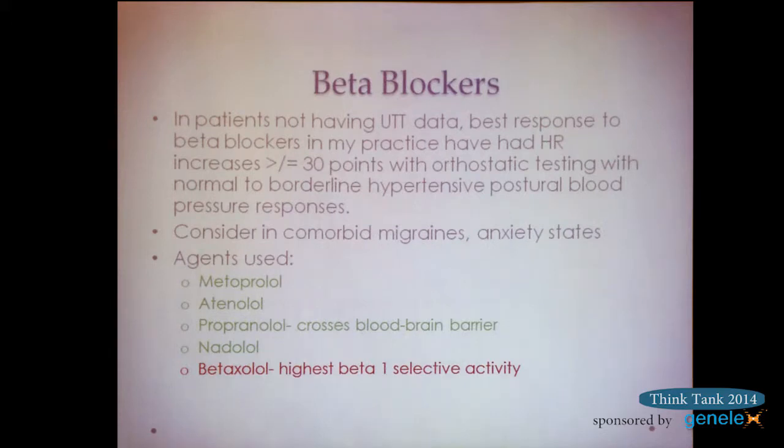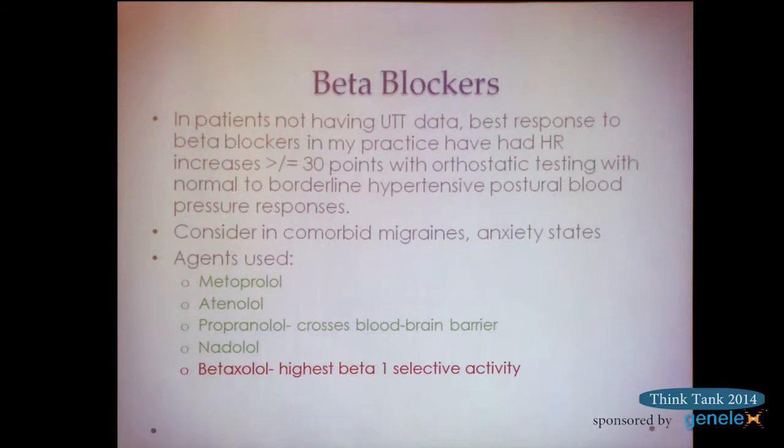The patients who I see who respond the best to beta blockers really do have hypertension when they stand up and with a corresponding tachycardia. And these patients really do very, very well on beta blockers, and it is a first-line treatment straight off the bat for me when I see that. We would consider using beta blockers too, especially if we have comorbid migraines and anxiety states.